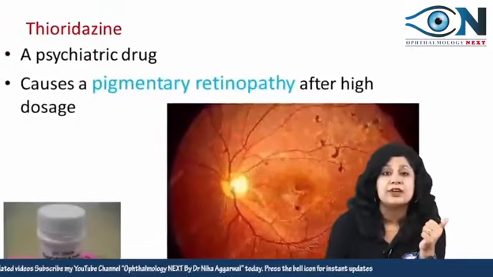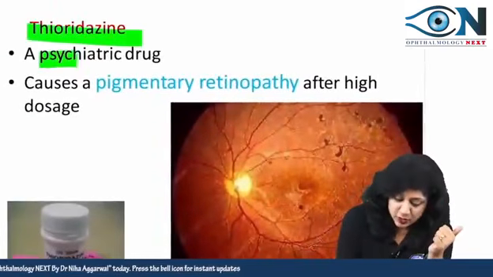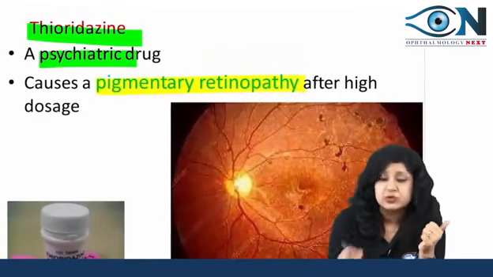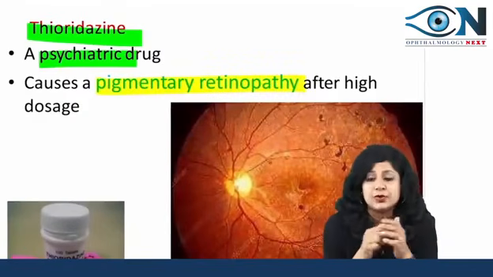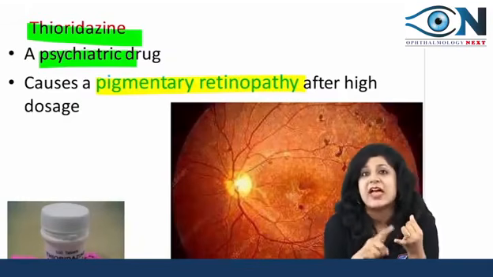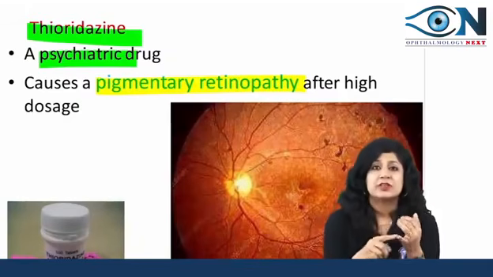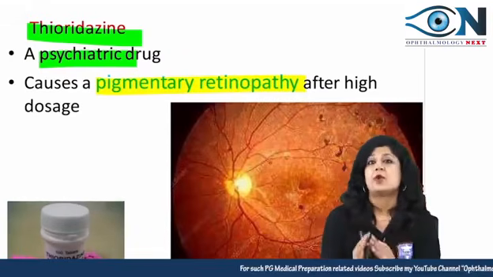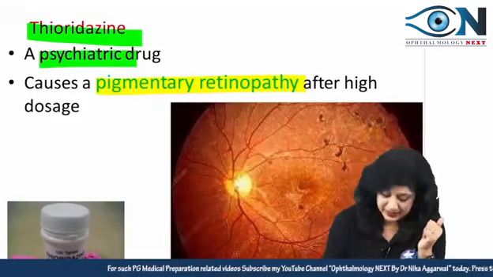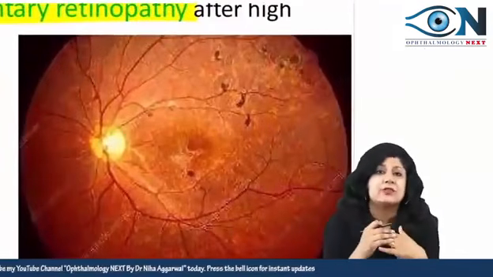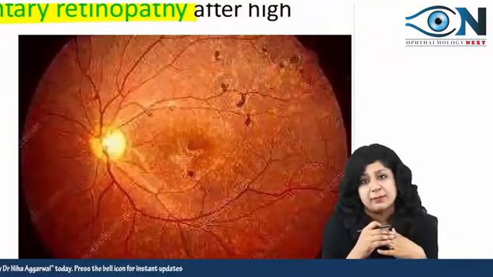Then the next important drug is your thioridazine, which is also a psychiatric drug, and this is very important in terms of your salt and pepper retinitis. Salt and pepper retinitis is again an important DD that could be asked, and out of all the causes, if I talk about the drugs, then phenothiazine, thioridazine is an important drug that is causing your salt and pepper retinitis. It looks something like this. Can you see? We have got black and white mottling of the retina that resembles your salt and pepper appearance.